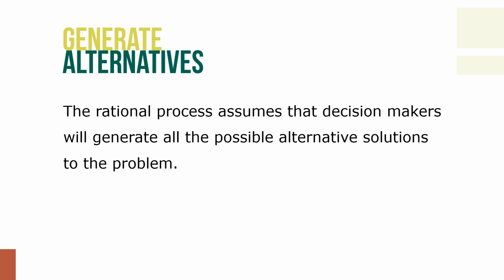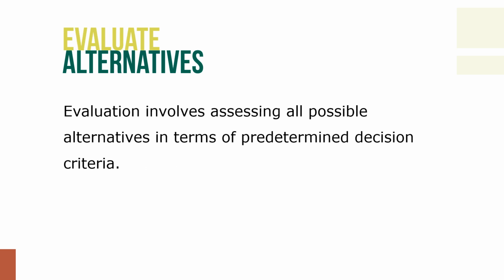The rational process assumes that decision makers will generate all the possible alternative solutions to the problem. However, this assumption is unrealistic because even simple business problems can have scores of possible solutions. Decision makers may rely on education and experience, as well as knowledge of the situation to generate alternatives. Evaluation involves assessing all possible alternatives in terms of predetermined decision criteria.